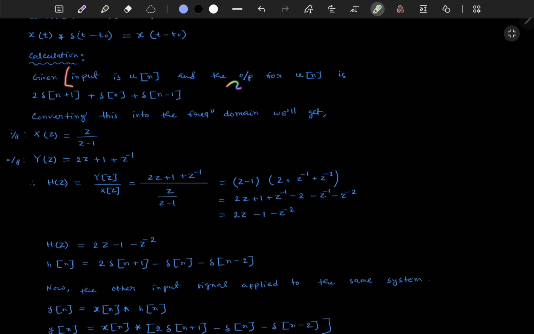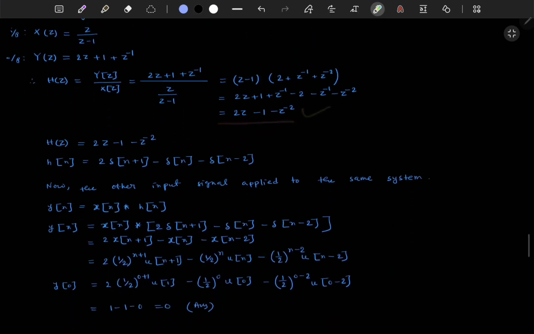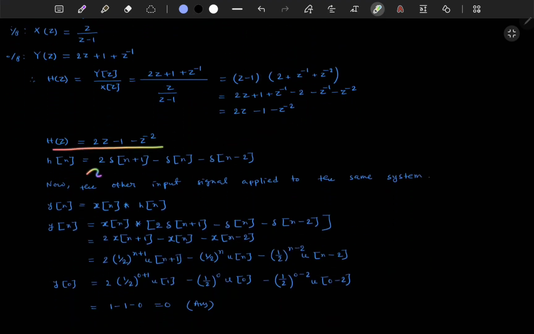This is actually the output, and the input is u of n. So if we convert to the z domain, it will be z by z minus 1, and Y of z will be 2z plus 1 plus z to the power minus 1. So H of z equals Y of z by X of z. It will be z minus 1 times this part, and I am just dividing by z, so it will come to this. Next, H of z is this, so h of n will come from the inverse z transform.